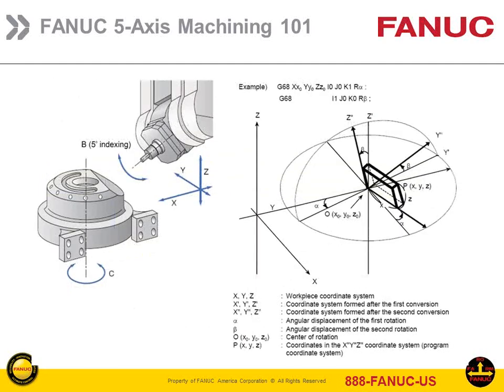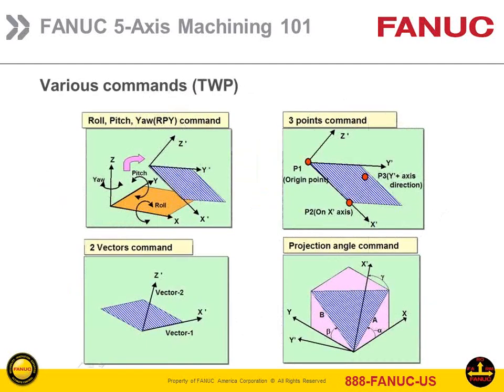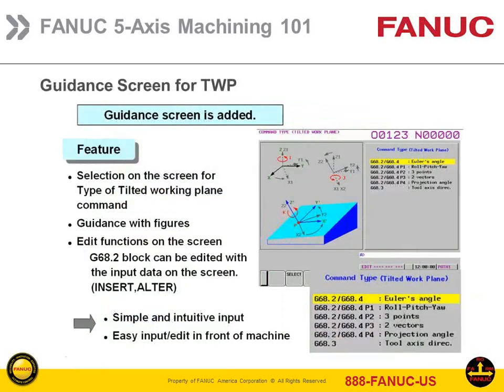And this is just another screen showing how you program it with a G68.2. And again, the various commands, you have roll, pitch, and yaw, the 3-point commands, the 2 vectors command, and the projection angle corner. And with this, on the 30 series control, there is a guidance screen that's added. And within that, it makes it very easy to edit and change these different features. And as you can see, it's got G68.2, G68.4 with different P words. So it makes it very easy actually editing this feature.